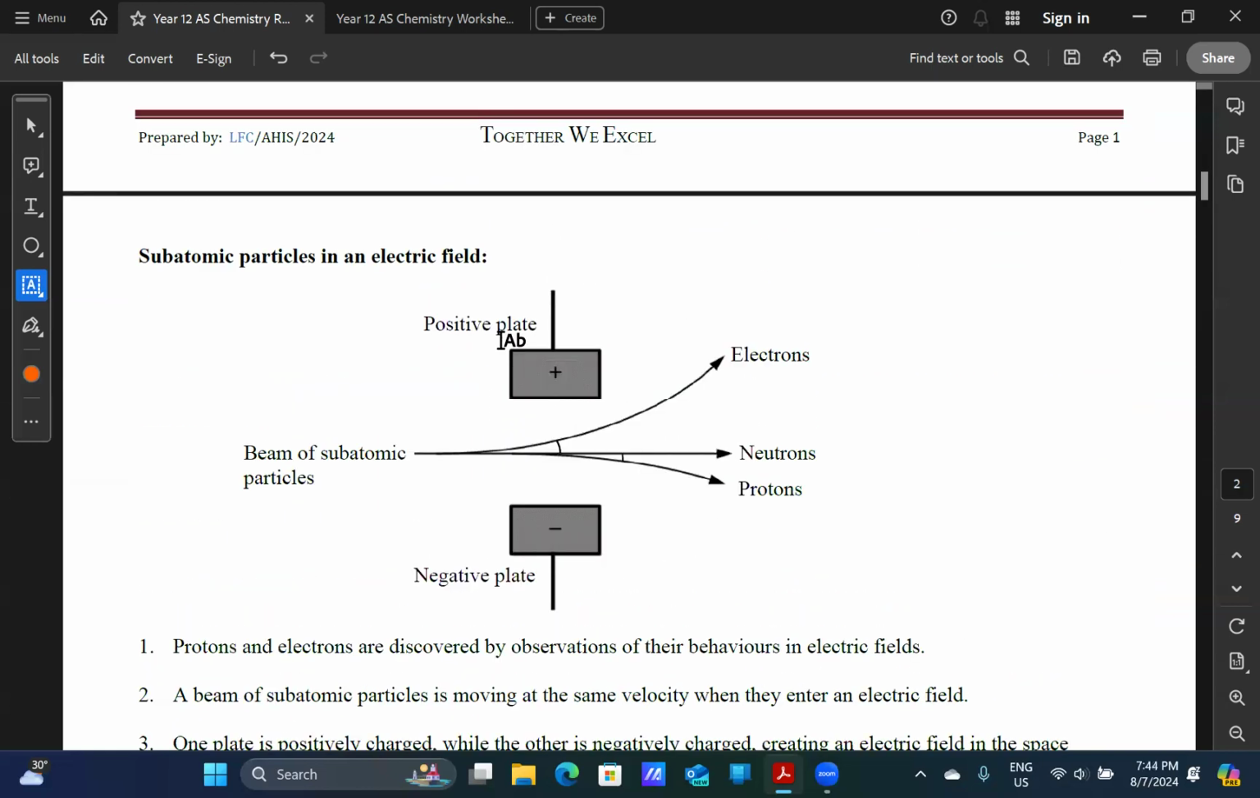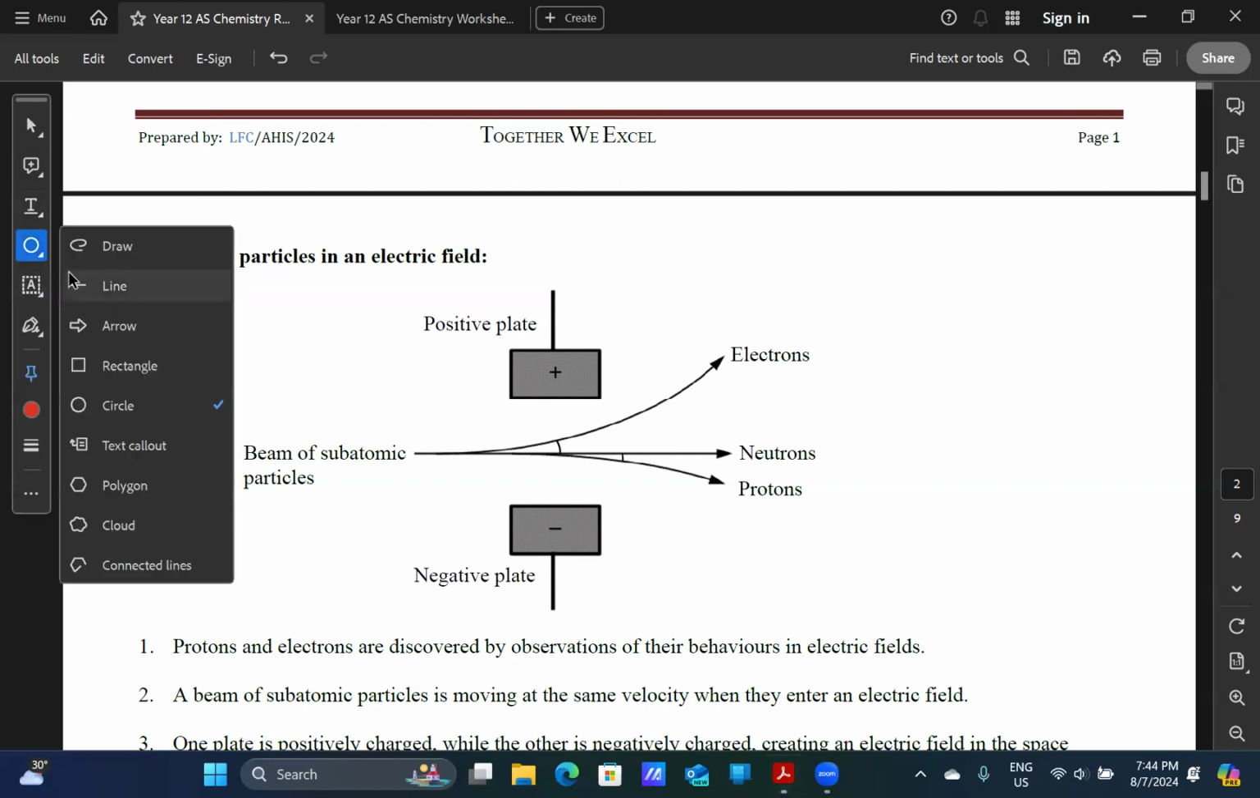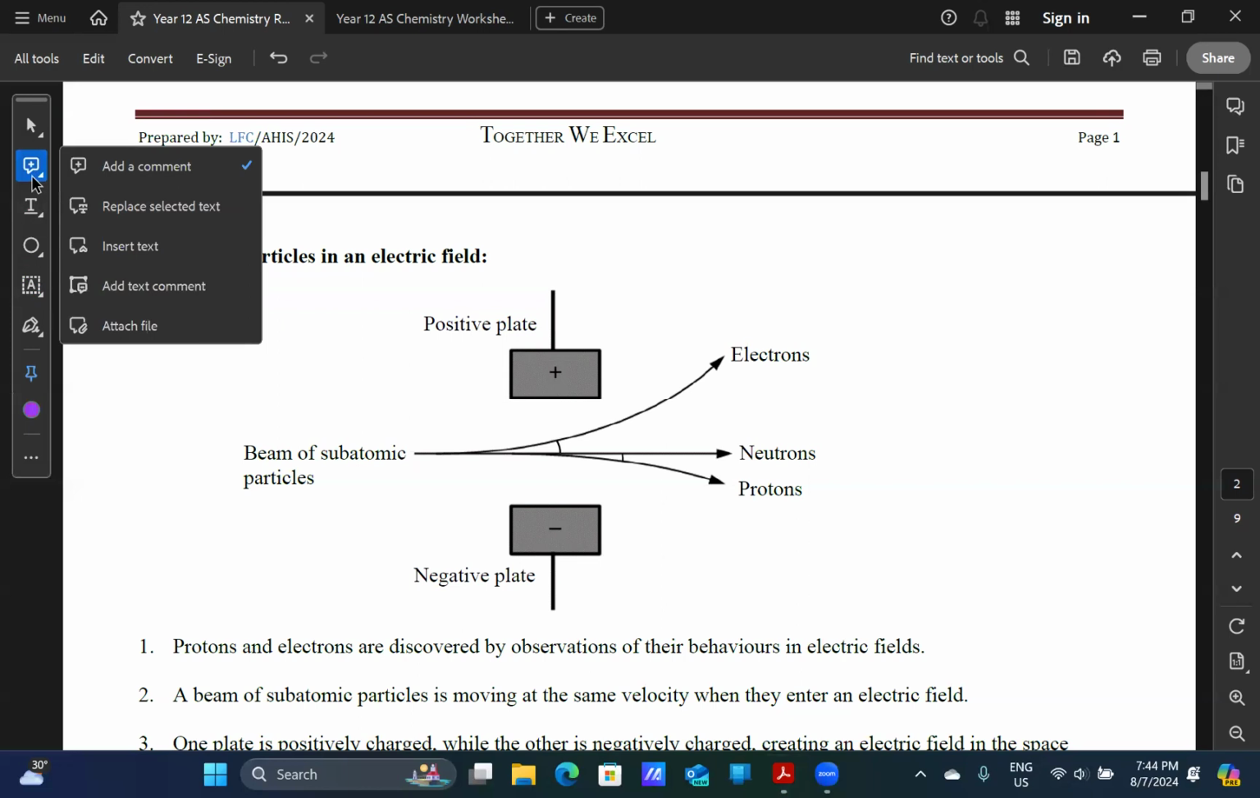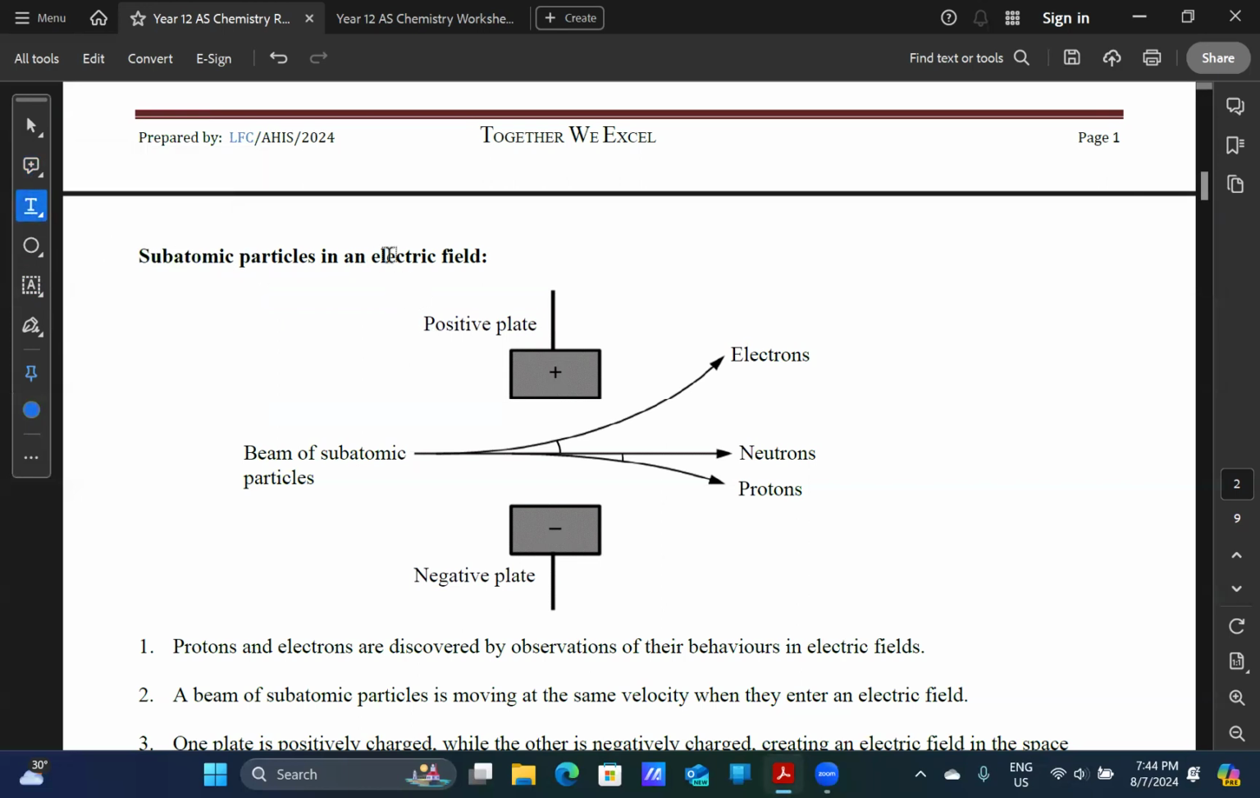Next part. This electric field experiment is extremely important to conclude that electron carries negative charge, neutron carries no charge, and at the same time, proton carries positive charge. But how do we actually prove that they carry different types of charge? That's the reason why the scientists performed the experiment using an electric field.